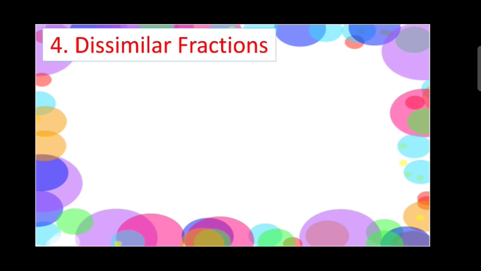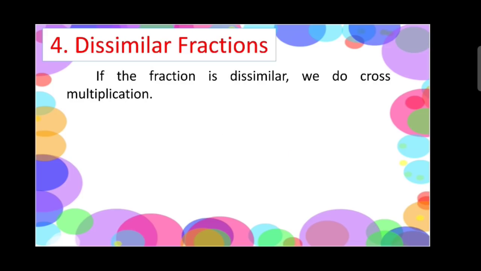Ayan, dissimilar fraction. So, in dissimilar fraction, if the fraction is dissimilar, ibig sabihin, hindi magkamukha yung denominator, hindi magkamukha rin yung numerator. So, what we are going to do? So, we do cross multiplication. For example, okay, ayan, we have 2 over 3 and then 5 over 6. Di ba mapapansin nyo, hindi sila parehas na numerator and denominator. Kung ganyan po, gagamit tayo ng cross multiplication.